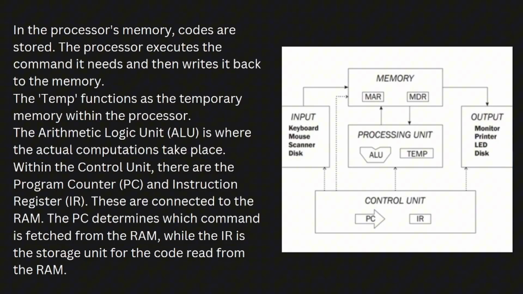This is a design of our processor. We design our input and realize what inputs we want. For example, in our input we want keyboard, mouse, scanner, and we divided memory in two parts. We have a processor unit which is in the center. We have a control unit which contains PC and IR, and our output is actually monitor, printer, LED, disk.